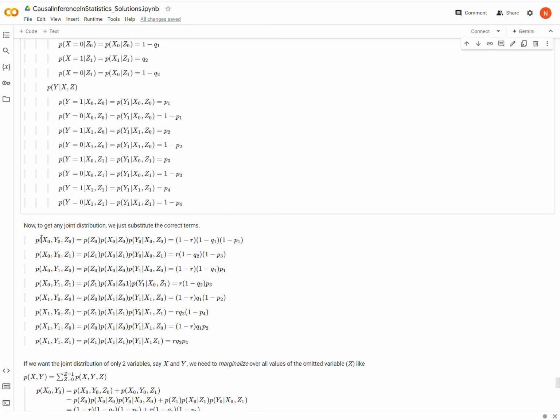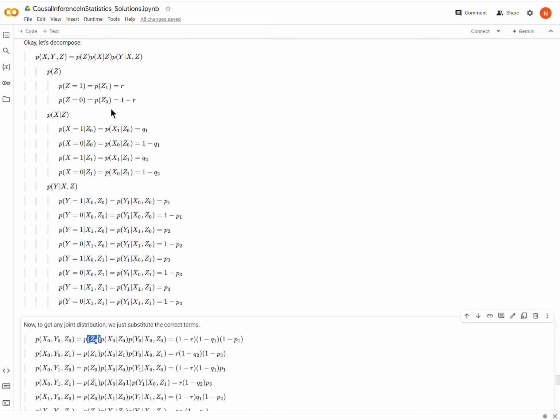So for x naught, y naught, z naught, I need to find the probability of z naught, which is up here, z equals 0. That's 1 minus r, so 1 minus r is in there. Then I want the probability of x naught given z naught, and we find that's 1 minus q1, so 1 minus q1 goes there. Then we have the probability of y naught given x naught z naught, and that's 1 minus p1. We can go over here to this part of the menu, and I'm looking for everything being 0. There it is, 1 minus p1, and that's what I got.